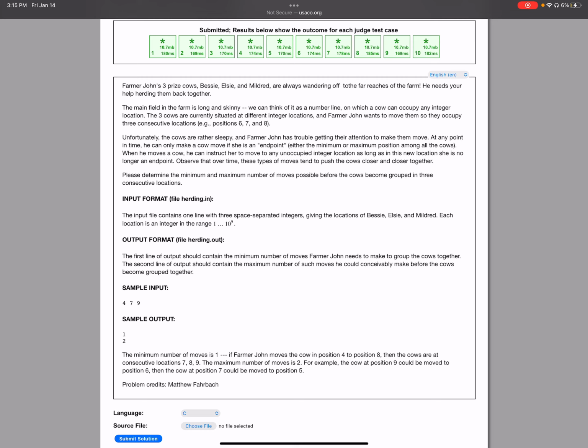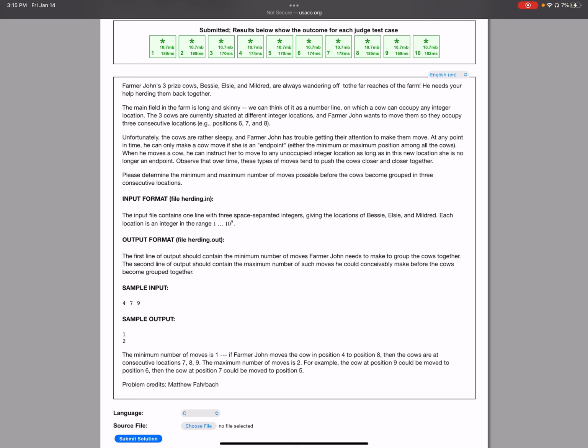But because the cows are sleepy, Farmer John can only move the cows if they are at an endpoint, and he can only move one at a time. So this tends to move the cows closer and closer together because the endpoints get smaller and smaller. And they're basically asking to print out the minimum number of moves possible and the maximum number of moves. So let's just look at the sample input.